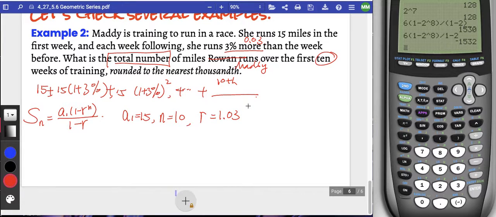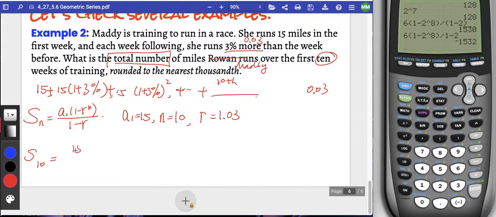Okay, so some student might say, why is this not 0.03? Just like exponential growth, you are increasing, but if you just multiply by 0.03, it's actually decreasing. So whenever we say increase by, you always use 1 plus that, the exponential growth factor, to figure out this answer. So the r here is 1.03. Now, let's put it into the formula. So n is 10.